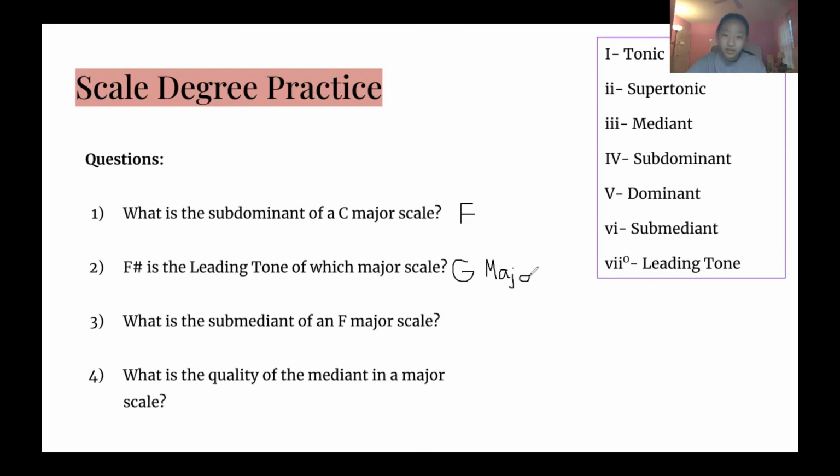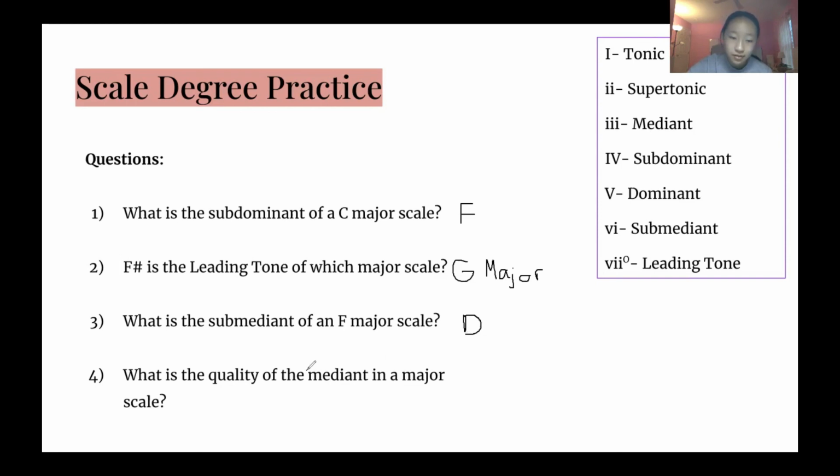All right, third question is what is the submediant of an F major scale? Looking at our chart again, submediant means sixth. So this question is asking what is the sixth note of an F major scale? We can start on F and just kind of imagine ourselves going up. So there's F, G, A, B flat, C, D. So the submediant of an F major scale is the note D.